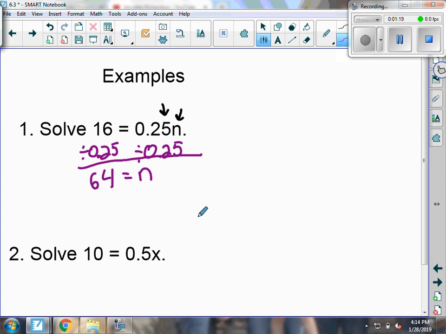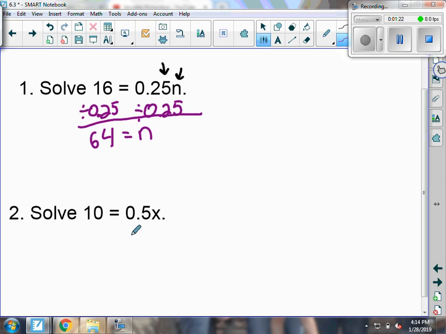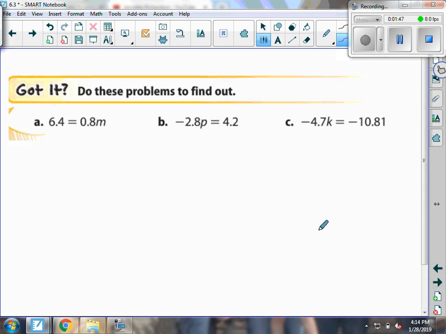Number 2, 10 is equal to 0.5x. So we divide both sides by 0.5. So plug that into your calculator. So you have x is equal to 10 divided by 0.5, which is 20. So x is equal to 20. So it's the exact same thing that we were working on last week, just now we have a decimal. So go ahead and copy these down and solve them. If you use a calculator, it should not take you very long, so I highly encourage that you do that.